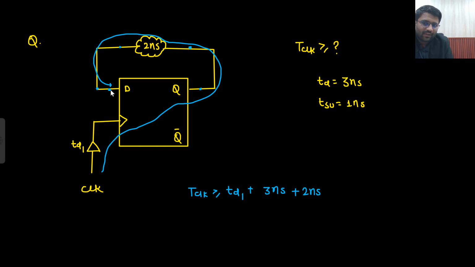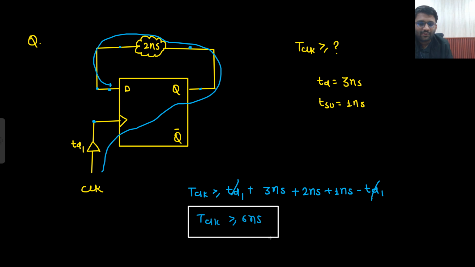Now, once I have reached here, what will I say? What is your setup time? He will say my setup time is 1 nanosecond. Then I will ask him after how much delay the clock is coming. He will say, sir, the clock is coming after TD1 delay. So minus TD1. This TD1 and TD1 are getting cancelled. Your T clock is greater than or equal to 6 nanosecond. That's it.